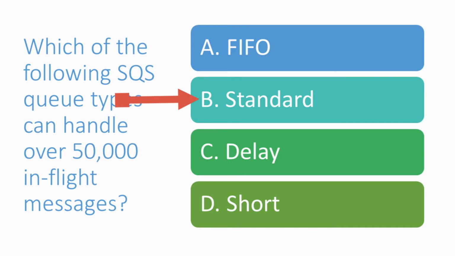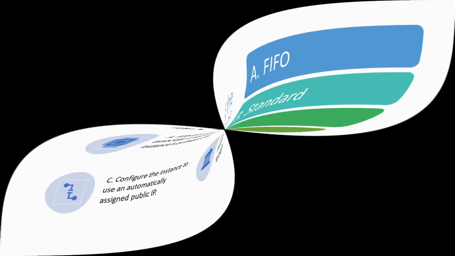Because a standard queue can handle up to 120,000 in-flight messages. A FIFO queue can handle up to about 20,000. Delay and short are not valid queue types. Let's talk about next questions.